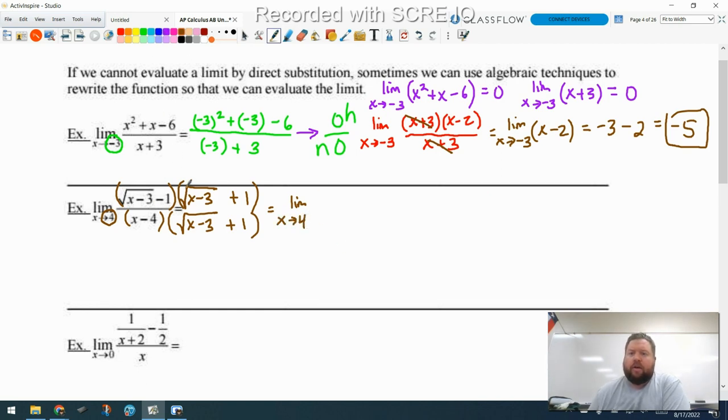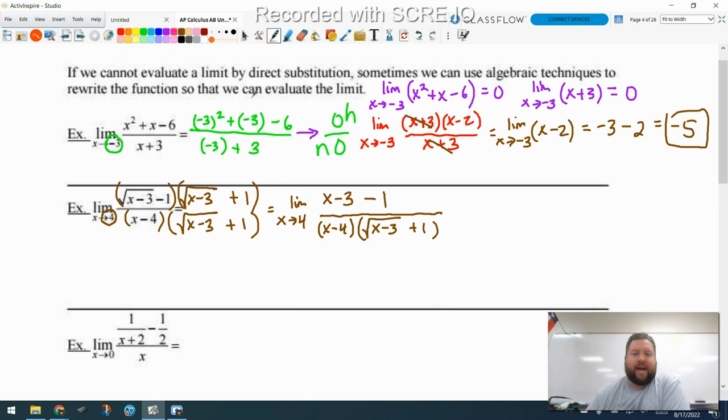When you multiply conjugates together, you do a squared minus b squared. If I square this first thing, the square root cancels out, and I get x minus 3. And then minus, and then square this number, 1 squared is still 1. On the denominator, you never want to multiply, and you'll see why in just a second. So leave it as x minus 4 times the square root of x minus 3 plus 1.